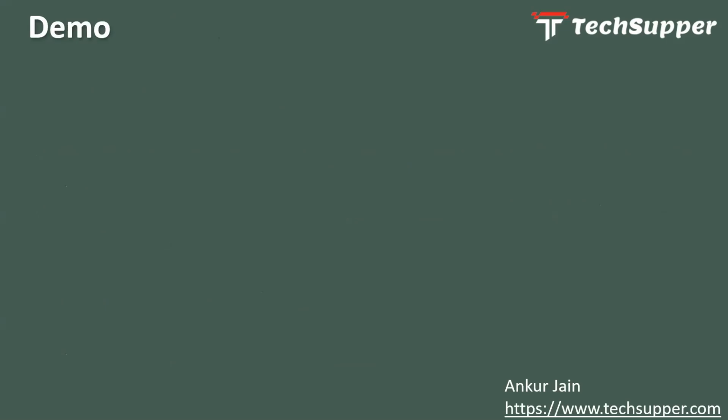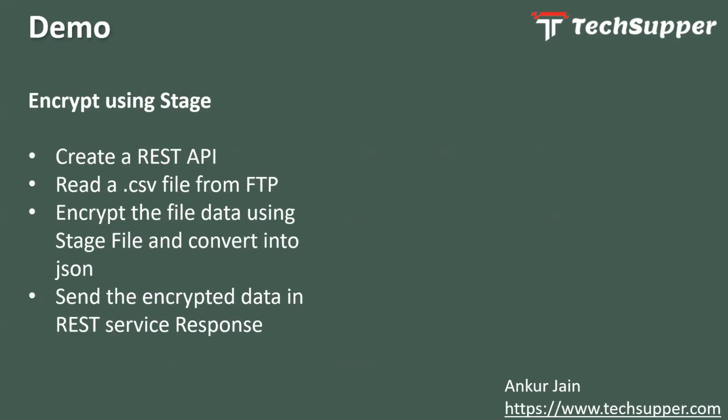So here, I'm going to create two integrations. One will be used to encrypt data using stage file, where I will create a REST API wherein I will take one request parameter like the file name. I will read that file from the FTP location, encrypt the content of that read file using the stage file action and convert the data into JSON, and then I will send this JSON data in an encrypted way in the REST service response. So when you get the data in the REST service, it will be encrypted via the PGP encryption.